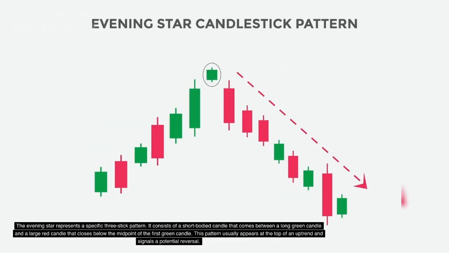The evening star represents a specific three-stick pattern. It consists of a short-bodied candle that comes between a long green candle and a large red candle that closes below the midpoint of the first green candle. This pattern usually appears at the top of an uptrend and signals a potential reversal.